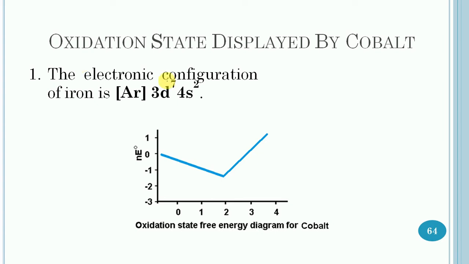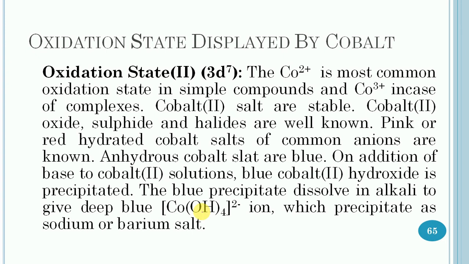The electronic configuration of cobalt is 3d7 and 4s2, and this one is the oxidation state energy diagram for cobalt. So let us start with the oxidation state 2 of cobalt. It will have 7 electrons in 3d orbitals.